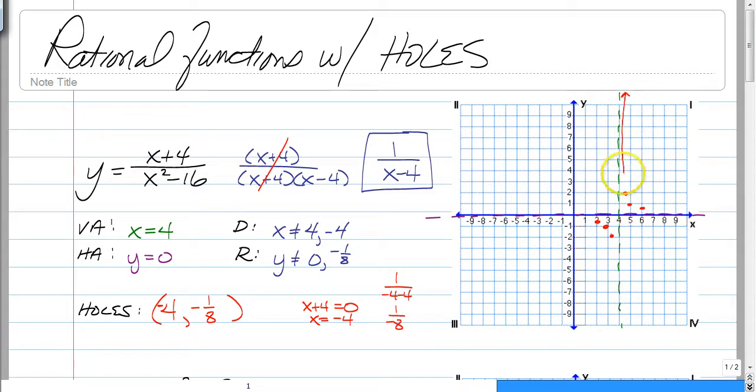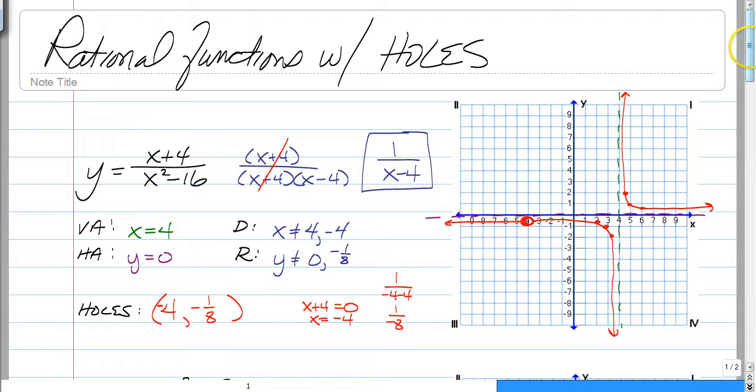However, there's one little change. At your negative 4, negative 1/8, you must put an open circle. That represents the hole. It's a value that cannot exist because in the original equation, you would never be able to put the negative 4 in the denominator. All right? So that's that one. That's how you work with holes.